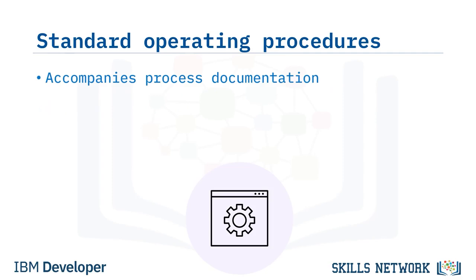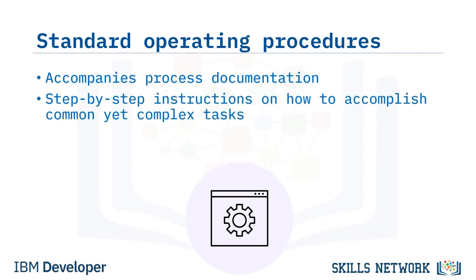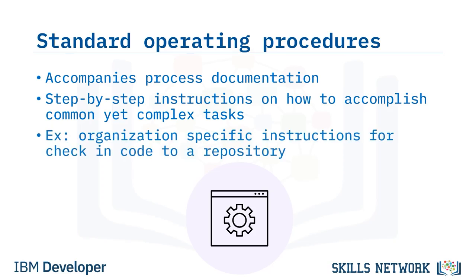Standard operating procedures, called SOPs, often accompany process documentation. Process documentation provides an overview of a process, but SOPs go through much greater detail. The SOP is written documentation that explains step by step how to accomplish a common yet complex task that is organization specific. For example, checking in code using a code repository is common knowledge for a software engineer. However, an organization might have specific steps to follow for that organization in order to get code merged into the main branch. The SOP documentation explains those steps in detail.